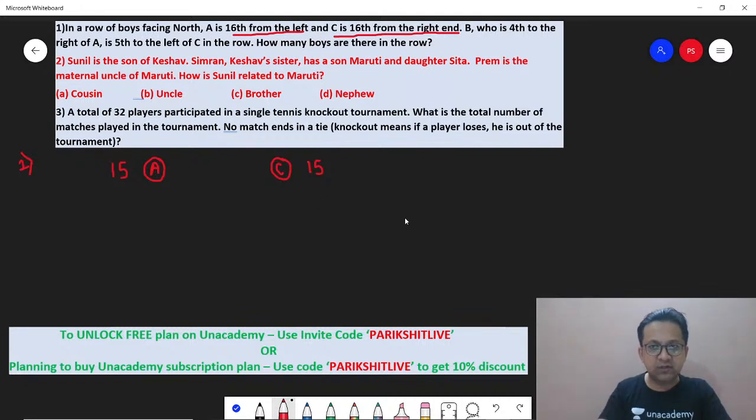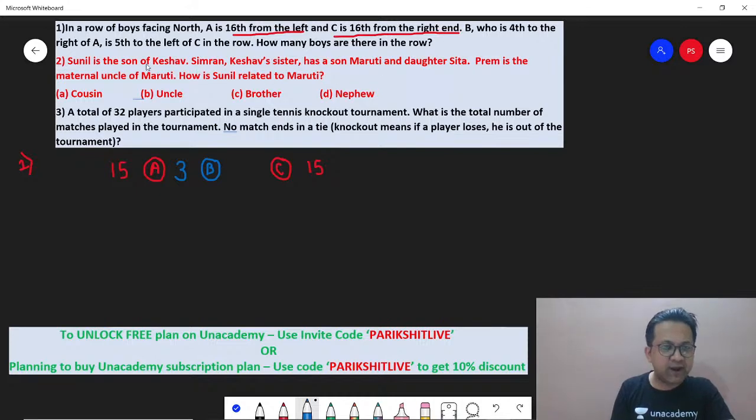B, who is 4th to the right of A. 4th to the right of A. So insert B, put B here. So if you have B here and B is 4th to the right of A, what does that mean? There are 3 people between A and B. Will you agree? 3 people between A and B. Why? B got to be the 4th one. So 3 people in between and B got to be the 4th one, right?